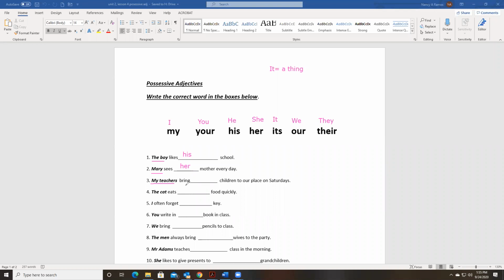My teachers bring blank children to our place on Saturdays. Okay, mis maestras o mis maestros. Okay, sabemos que estamos hablando de they. So our possessive adjective is their. My teachers bring their children to our place on Saturdays. Mis maestras traen a sus hijos a nuestro hogar cada sábado.